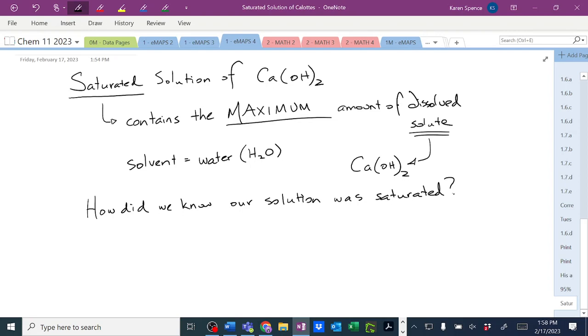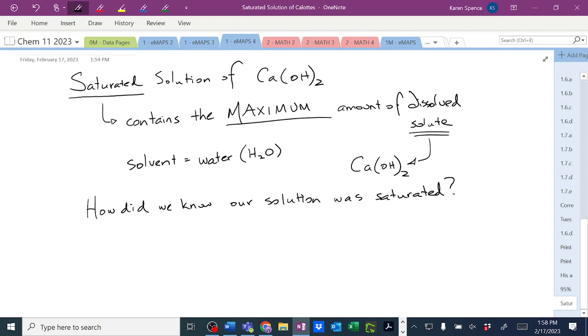Does that tell us that we have the maximum amount dissolved? Maybe not, because you can have a solution, like let's say I took a little bit of salt and sprinkled it into a glass of water and stirred it around. It would be see-through. I would have a solution, but it would not be a saturated solution because I could continue to add more salt and stir it and it would still dissolve.